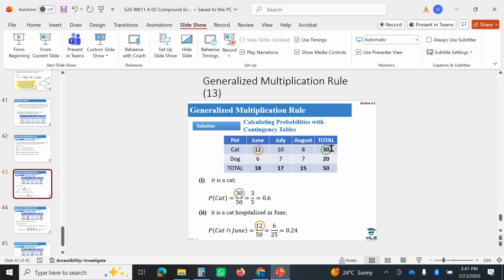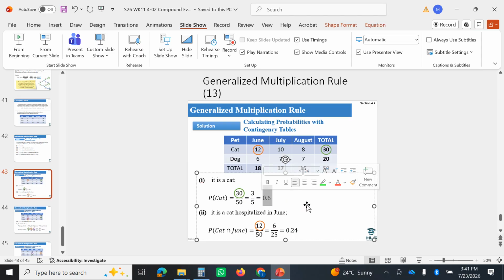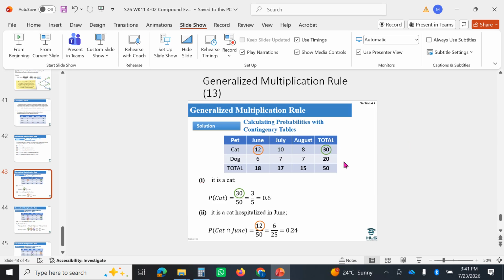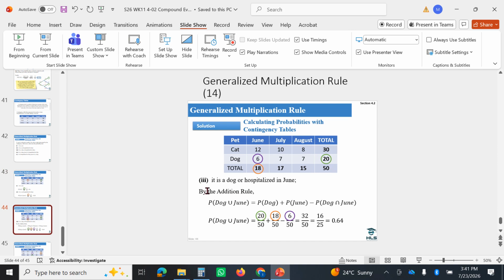Well, you've got 50 animals total, right? The number of desired divided by the total. 30 divided by 50, which is 3 divided by 5, which is a 60% chance of choosing a cat. What's the probability of choosing a cat hospitalized in June? Well, that would be 12 divided by 50, 24%.